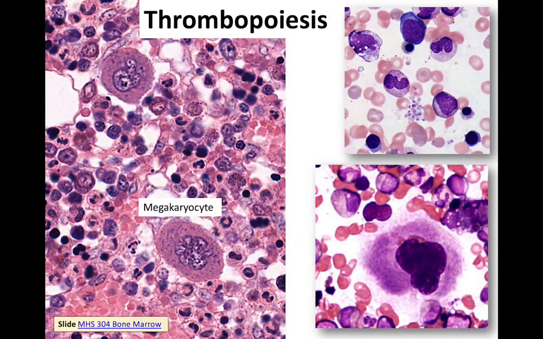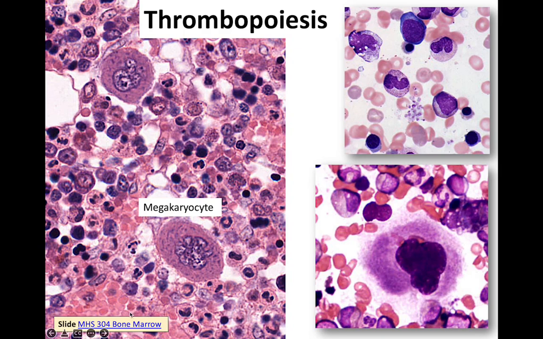Now let us see thrombopoiesis, or the formation of platelets. As you know, platelets are fragments from megakaryocytes. Megakaryocytes are very large, multi-lobed cells, and they are found adjacent to sinusoids or capillaries. They have cytoplasmic extensions that extend into the sinusoids, and the cytoplasmic extension fragments and gives rise to platelets.